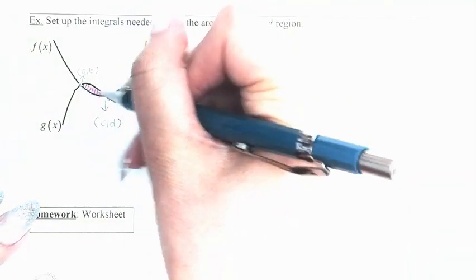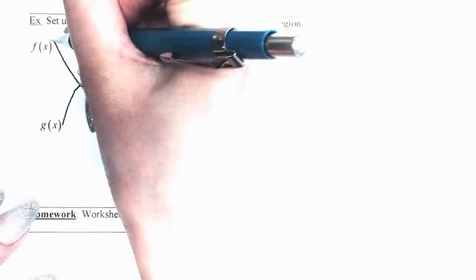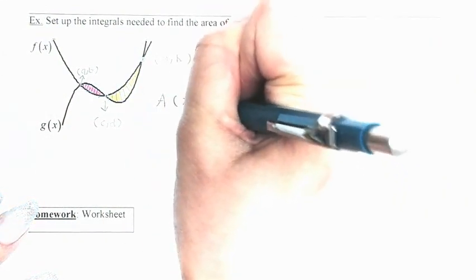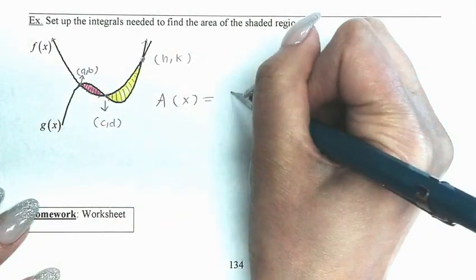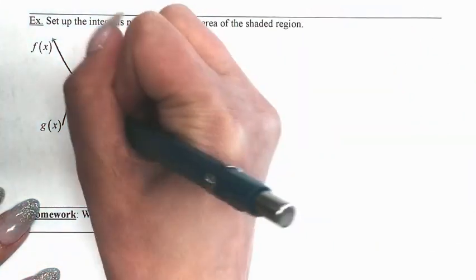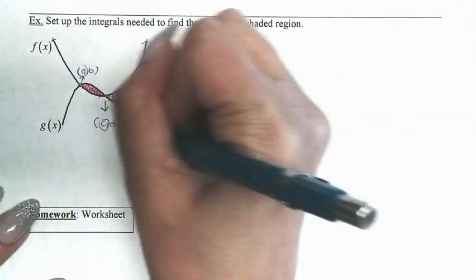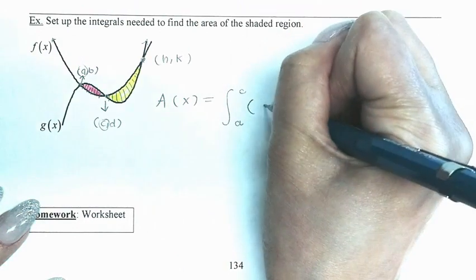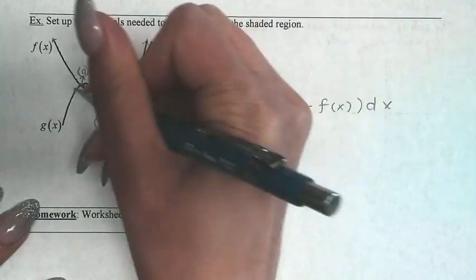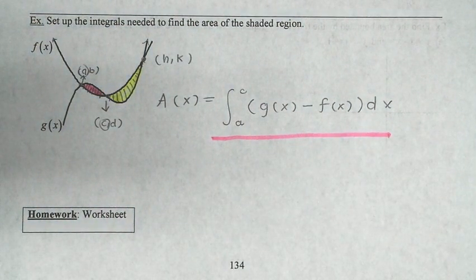From the pink one, you have that g of x is the top, f of x is the bottom. Do you see it? Hopefully you do. So the area here with respect to x, because we're using top and bottom, is going to be from A to C, because I'm using the x parts of the points, and then it's going to be the integral of g of x minus f of x dx. That's the pink part. All of this pink.